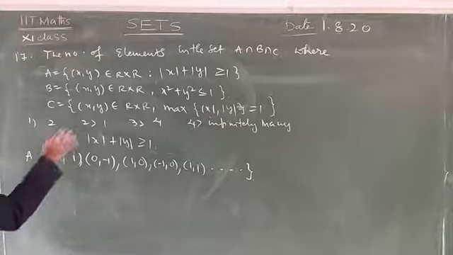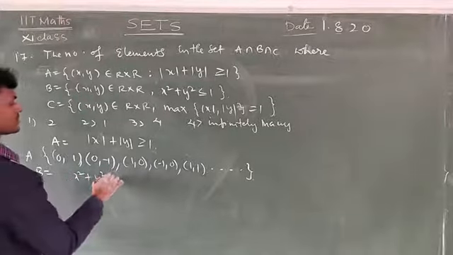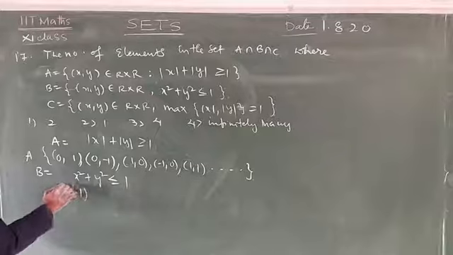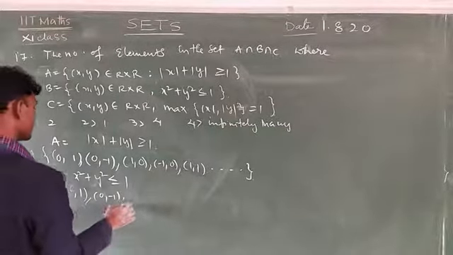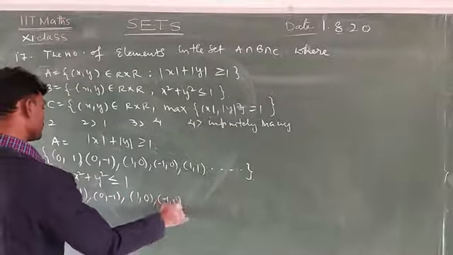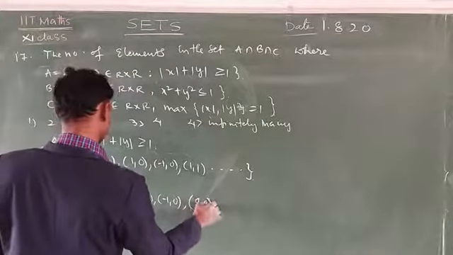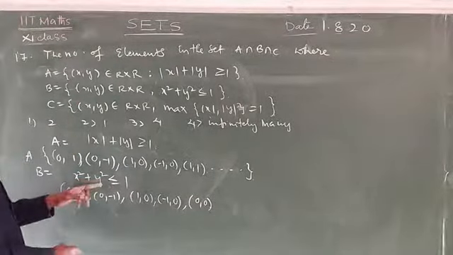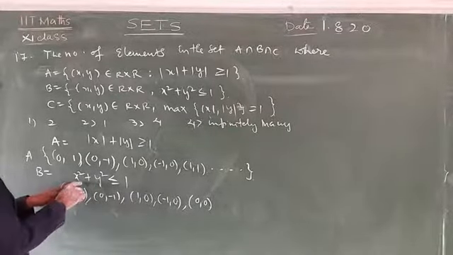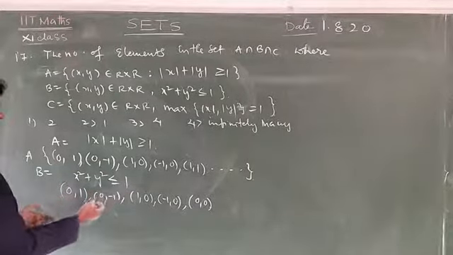Next, B: x squared plus y squared is less than or equal to 1. Same here, x is 0 means y is 1, and x is 0 means y is minus 1. Here x is 1 and y is 0, x is minus 1 and y is 0. And 0, 0 is also possible, because this is also less than or equal to 1. Other numbers are not possible, because taking both negative or positive values makes it greater than 1.